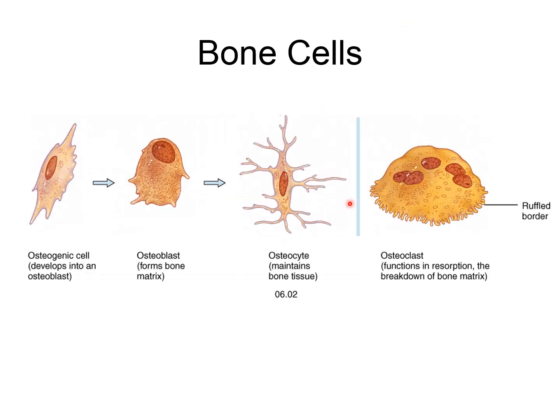Bone has four types of cells. The osteogenic cells are also called stem cells or osteoprogenitor cells. As the name shows, these are the cells that give rise to osteoblasts or other types of cells. These osteoprogenitor cells are located near the periosteum, the external membrane of the bone, and the endosteum, the internal membrane lining the medullary cavity. These are the active areas for the production of new cells.